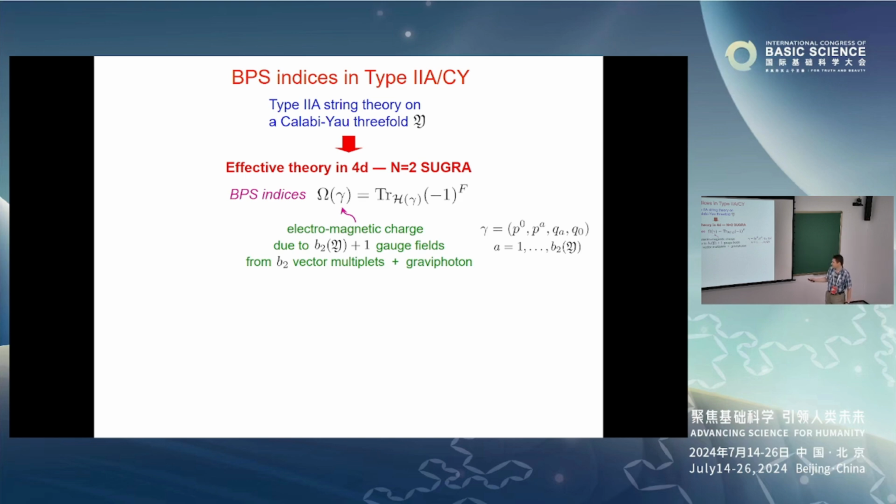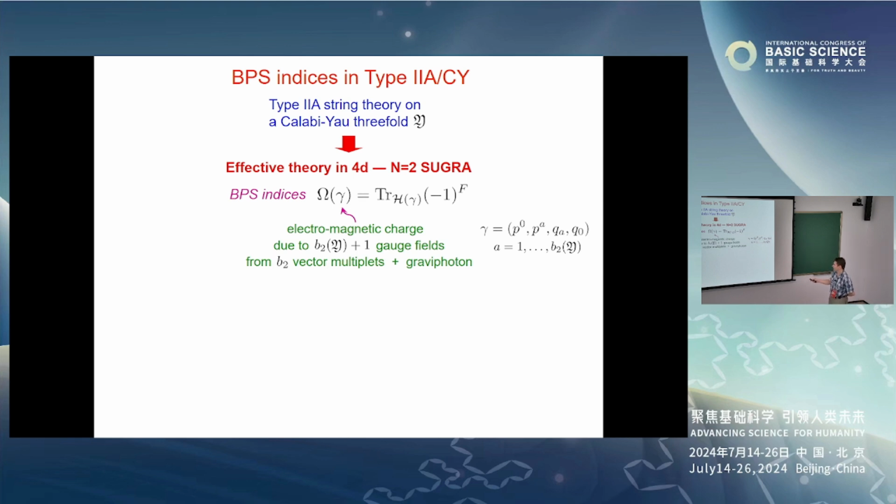And what we should know about them is that they depend on electromagnetic charge vector, which is denoted by gamma, which has 2b2+2 components, where b2 is the second Betti number of the Calabi-Yau. Just because we have b2+1 gauge fields in the effective action, and each gauge field gives 1 electric and 1 magnetic charge. And in the following, it will be convenient to represent this vector in components like this, where the index a runs from 1 to b2.